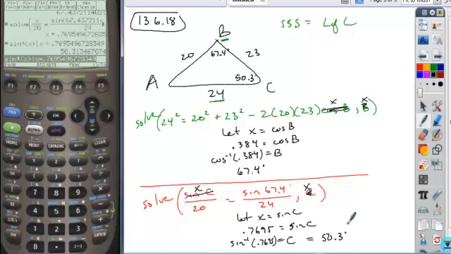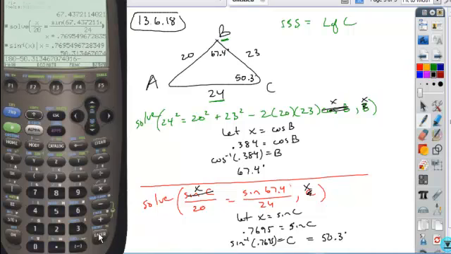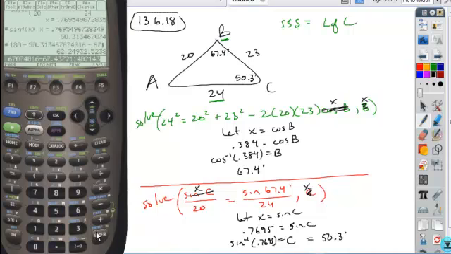And so when I take my total sum of angles, 180 minus the angle I just found, minus the angle that I found up above, and when I solve for that, I get my measure of 62.2.